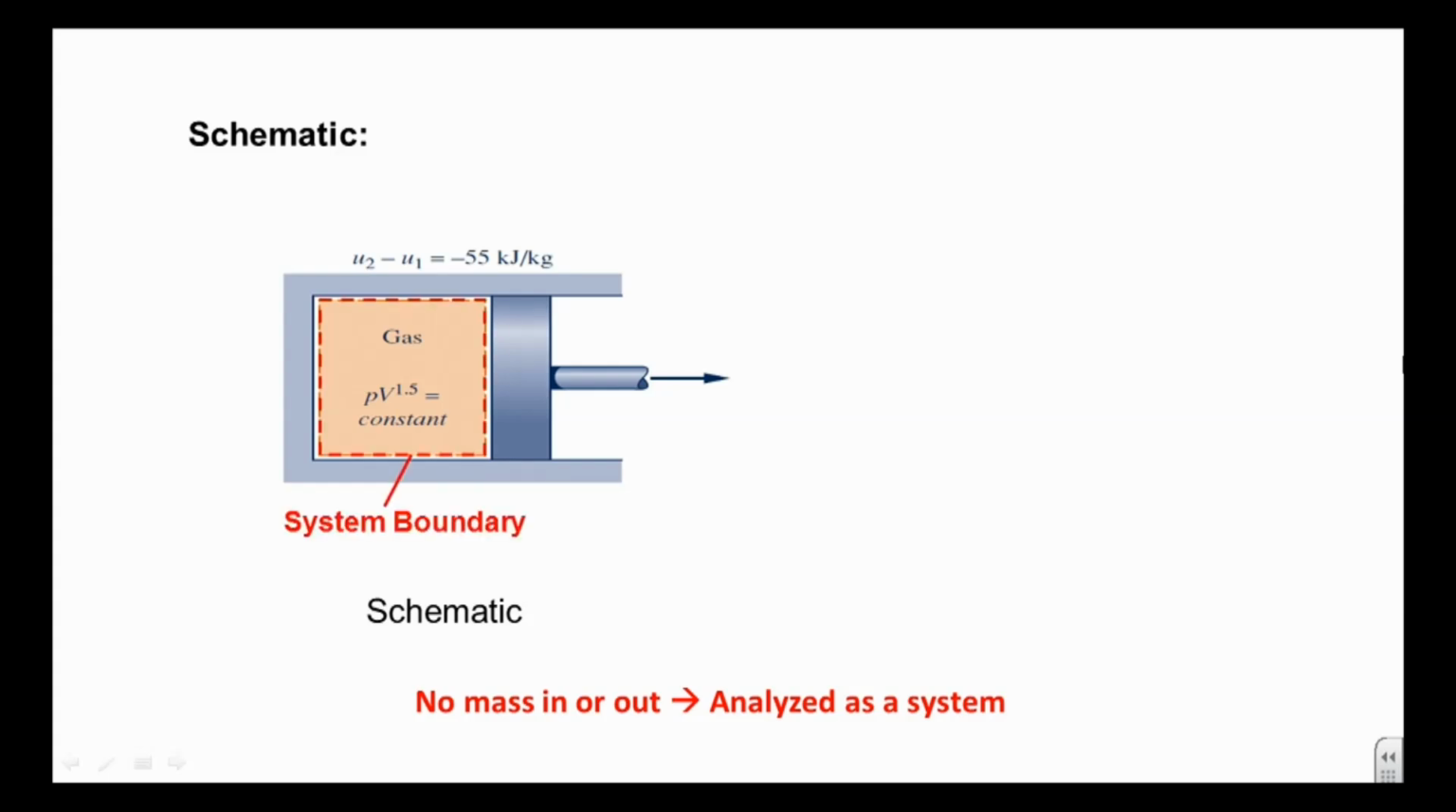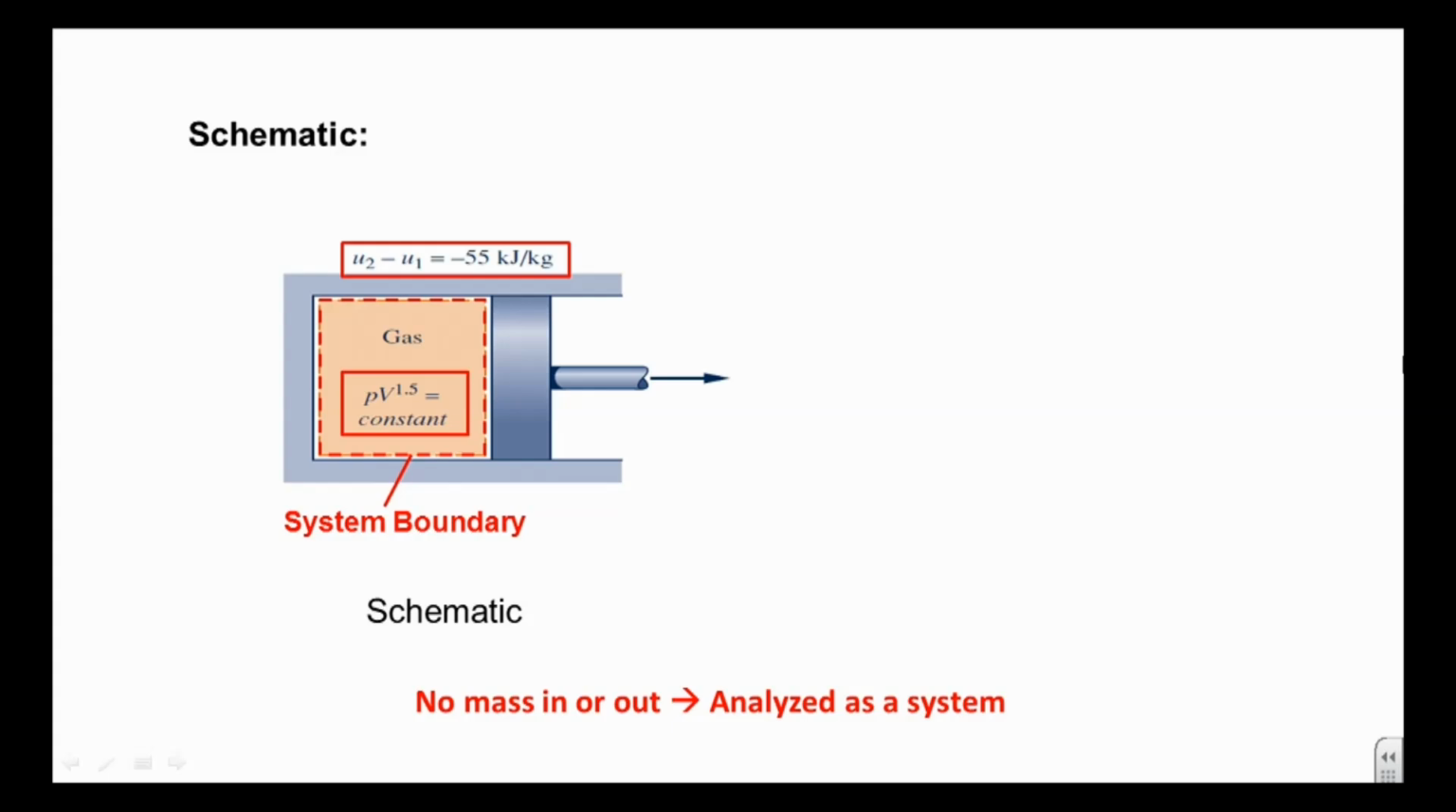Here, it is selected to enclose the gas and follow the physical boundary of the piston cylinder assembly, as delineated on the schematic with the red dashed line. It ties in the information provided to the information requested, namely the pressure-volume relationship, a polytropic process with n equal to 1.5, and the change in internal energy for the system.